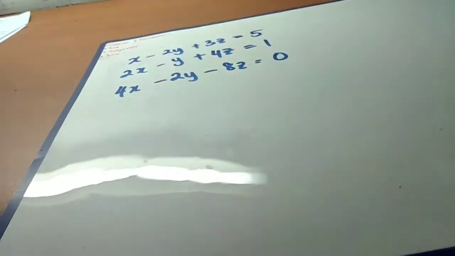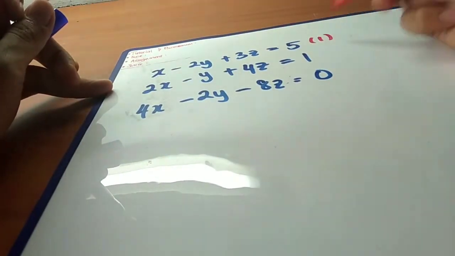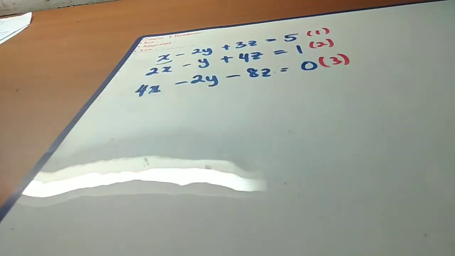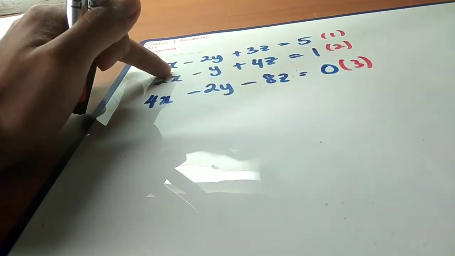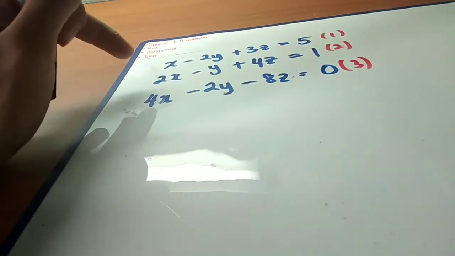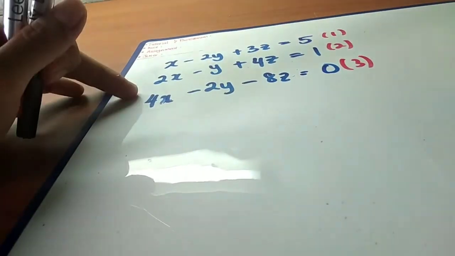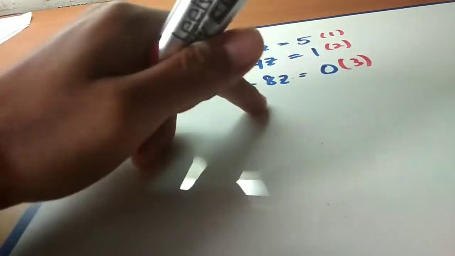Let's label the first line, x minus 2y plus 3z equals 5, as equation 1, and do the same with the rest of the equations. As I mentioned, the first step is we simplify. So let's have a look at equation 1. We have x minus 2y plus 3z equals 5. I think this is the simplest form. And then equation 2, 2x minus y plus 4z equals 1, is also simplest. And maybe we can do something with equation 3, 4x minus 2y minus 8z equals 0.